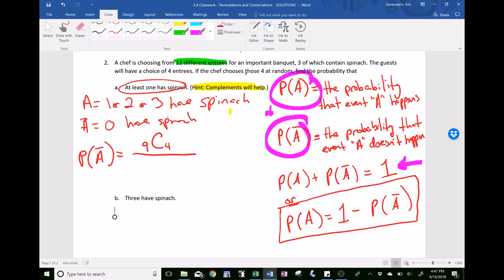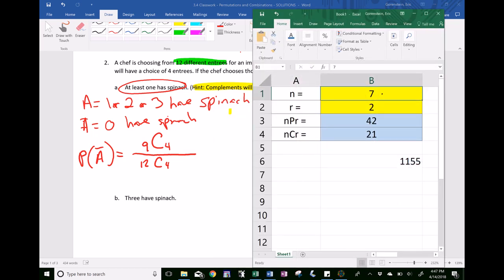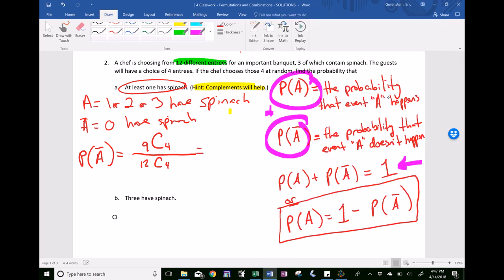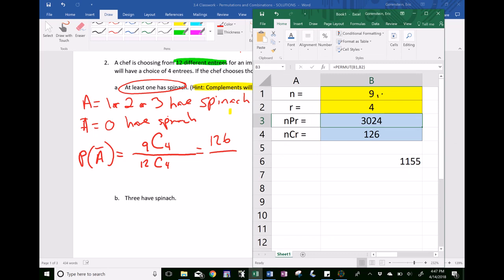In the formula for probability, the denominator is the total number of ways your event could happen. So how many ways can we pick any 4 dishes out of the 12? That should be 12 combination 4. I'll go over to Excel to do the calculations here. 9 combination 4 is 126. On the bottom, let's change that 9 to a 12. That gives 495.